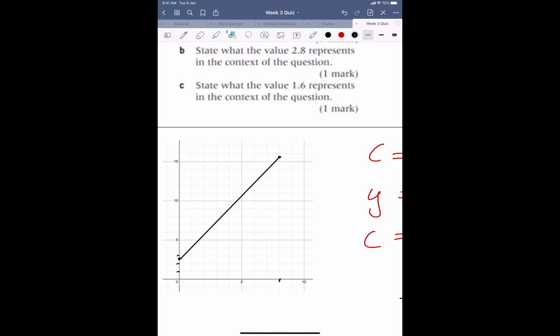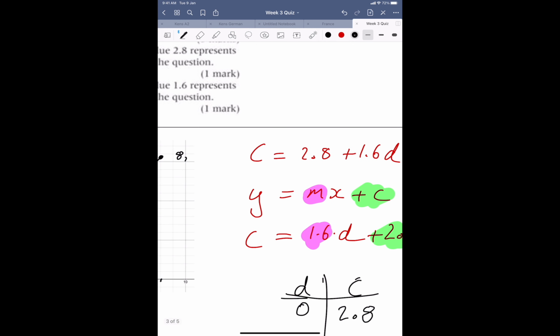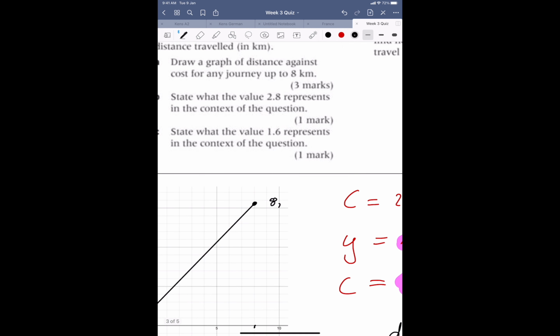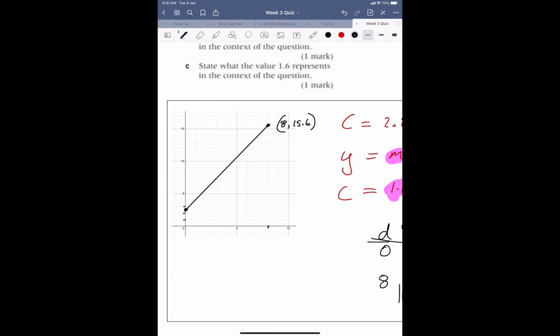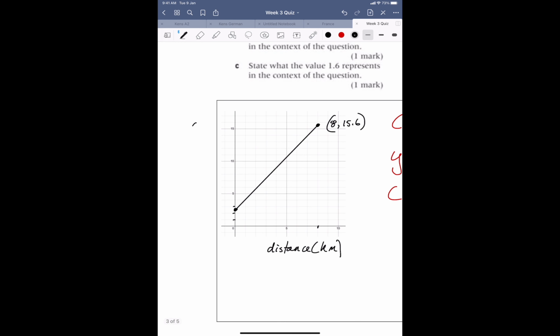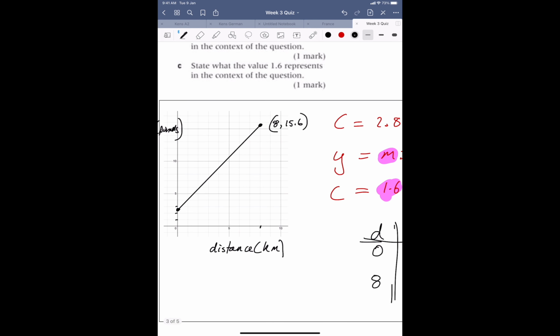So it starts at 0 km, we include the 0 km, it finishes at 8 kilometers. We might put in the coordinates 8, 15.6. So we know what's going on there. Then we always have to label the variable, distance, and then the units are important, right? Distance, and then over here, it's a UK question, cost in pounds. And that's the full description of the graph.